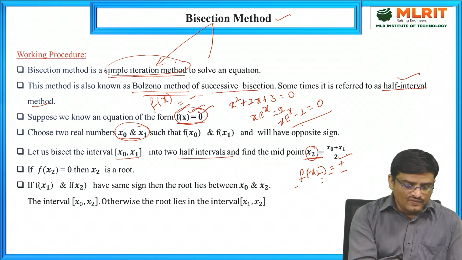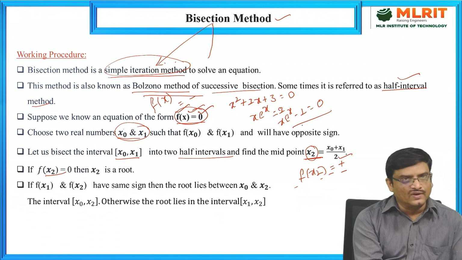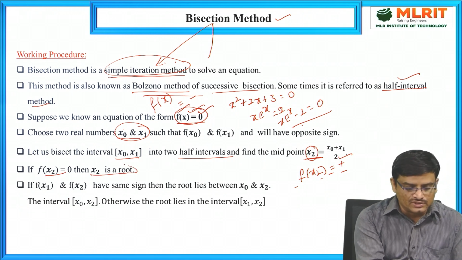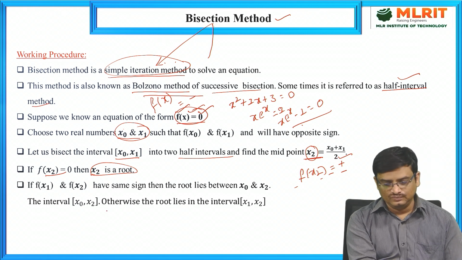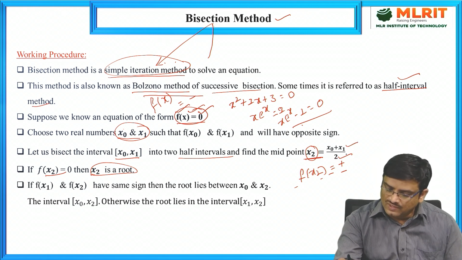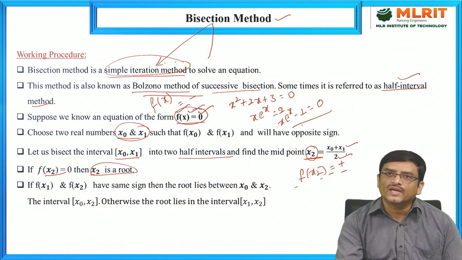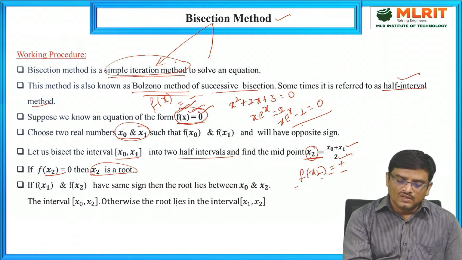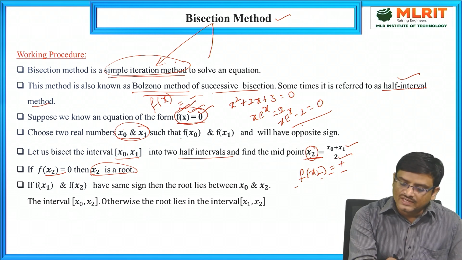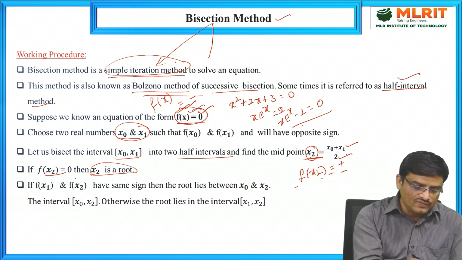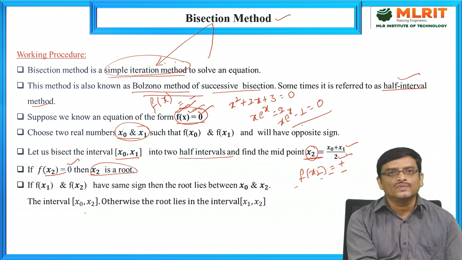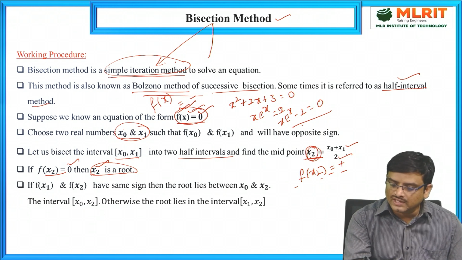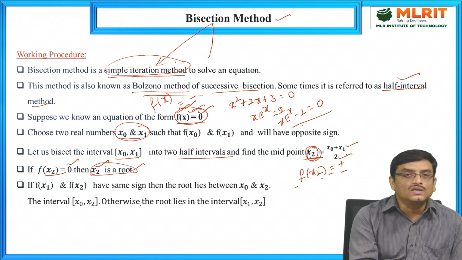Suppose f of x2 is equal to 0, then we can consider that x2 is the root of that equation. So by using this formula, whatever value we got for x2, you substitute this x2 value in the function f of x. If after substituting x is equal to x2 in the function we get the value 0, then we can conclude that x2 is the root of this equation.